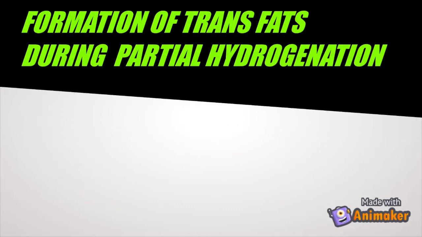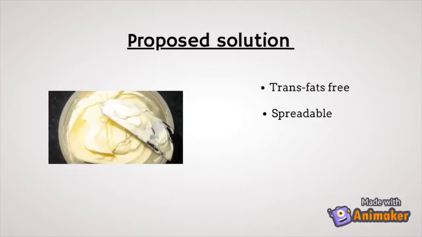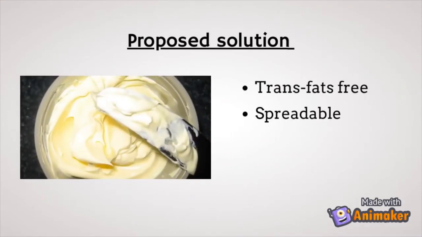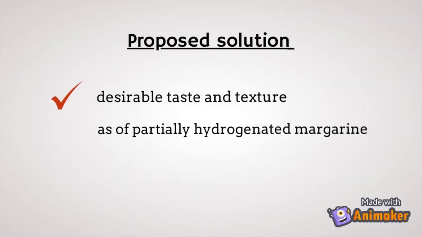Trans fatty acids that are formed during partial hydrogenation of vegetable oil are shown to be detrimental to cardiovascular health. Therefore, we come up with a solution, which is to produce trans fat-free and spreadable margarine through inter-esterification processes, which can still produce margarine with desirable taste and textures as partially hydrogenated margarine.